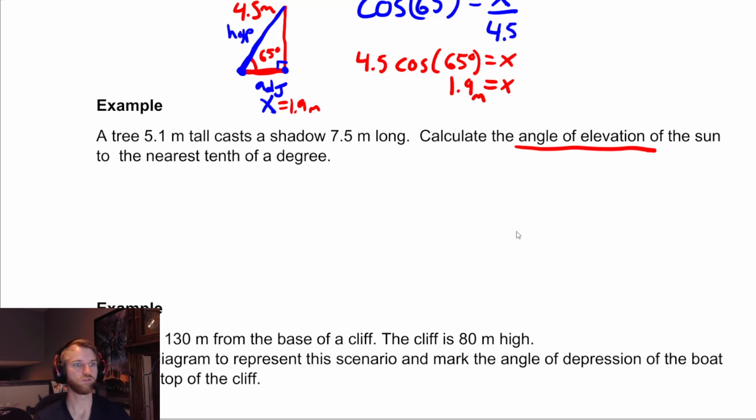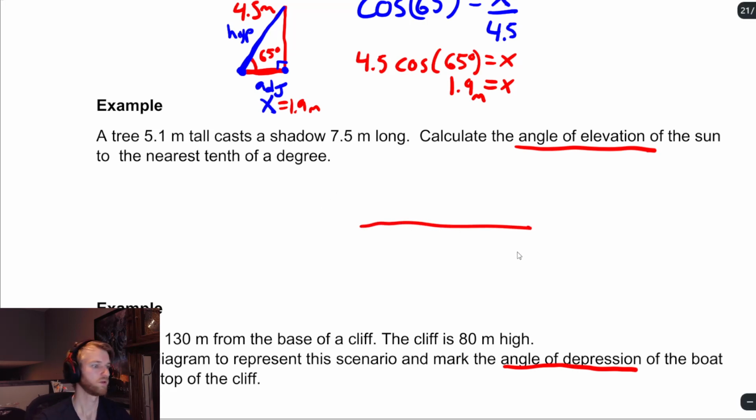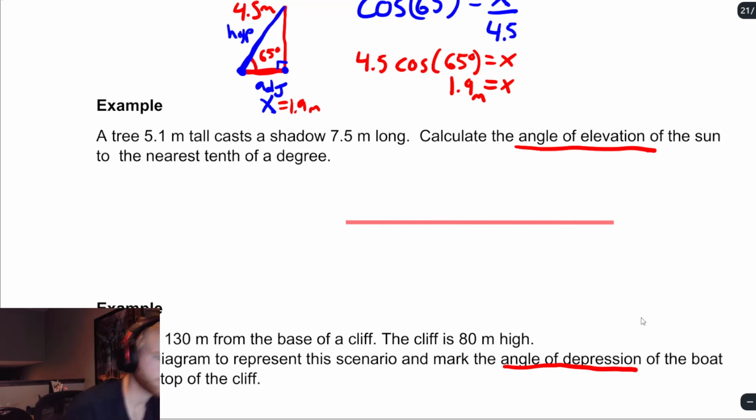Okay, so there's two things that we're going to talk about in this lesson, and they're very easy to get confused. The angle of elevation and the angle of depression. Both of these things are talking about an angle made with a horizontal line, a straight across line. So let me draw a flat line here. Angle of elevation is when we're going up from that flat line. An angle of depression is when we are going down from that flat line.